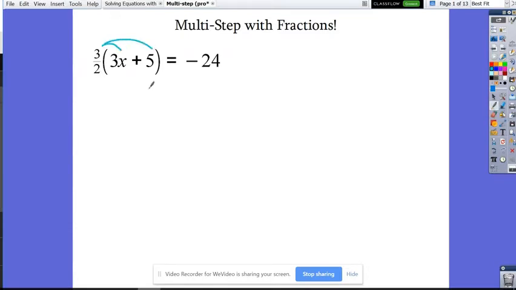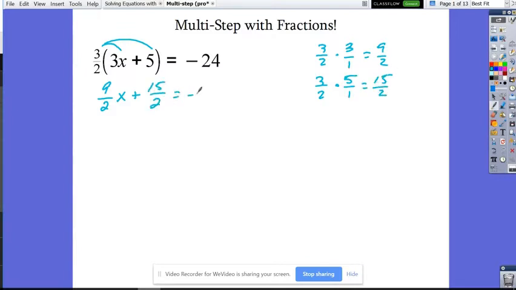Obviously, the 3 halves get distributed to both the 3x and the 5. Doing it this way is a bit more conservative, but you have to deal with fractions. Look at 3 over 2 times 3, which is 9 over 2. So doing my work on the side, this is 9x over 2. And once again, as a reminder, the x can move to the side. Plus, 3 over 2 now times this 5, which would be 15 over 2, equals negative 24.